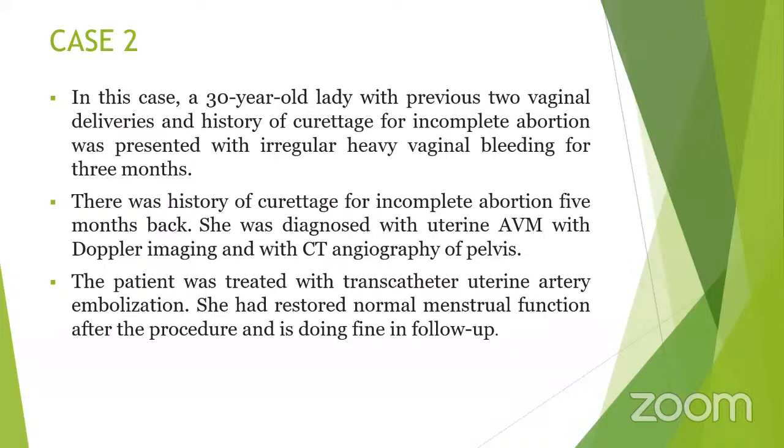In the second case, a 30-year-old lady with two previous vaginal deliveries and a history of curettage for incomplete abortion 5 months back presented with irregular heavy vaginal bleeding for 3 months. She was diagnosed with uterine AVM with Doppler imaging and CT angiography of the pelvis. The patient was treated with transcatheter uterine artery embolization. She had restored normal menstrual function after the procedure and is doing fine in follow-up.